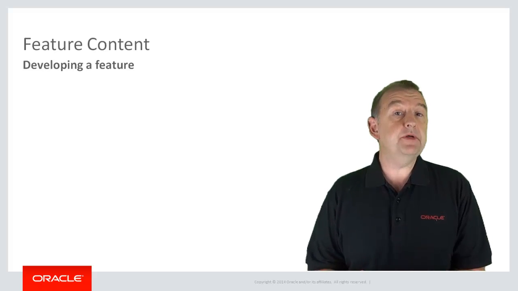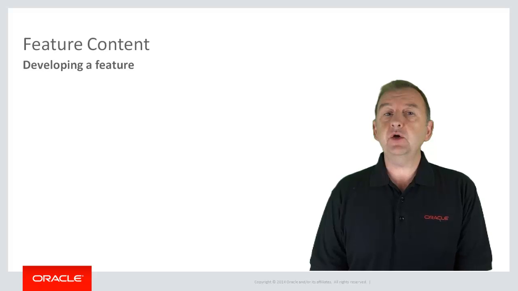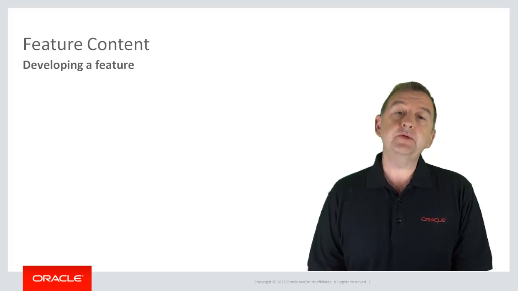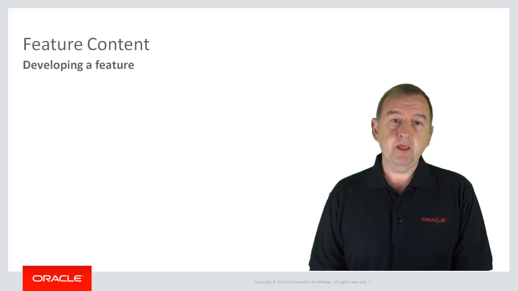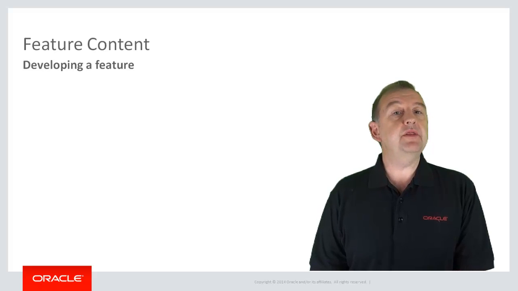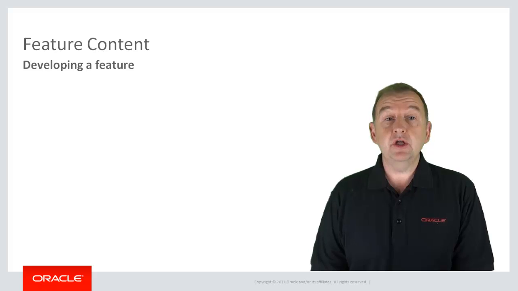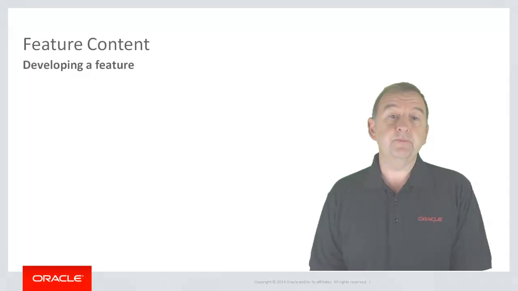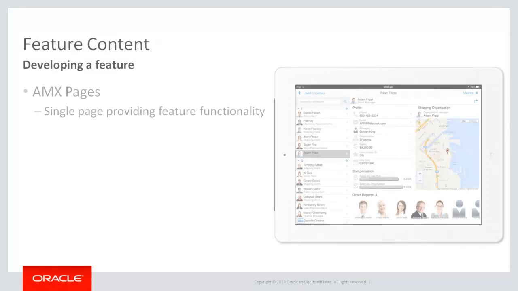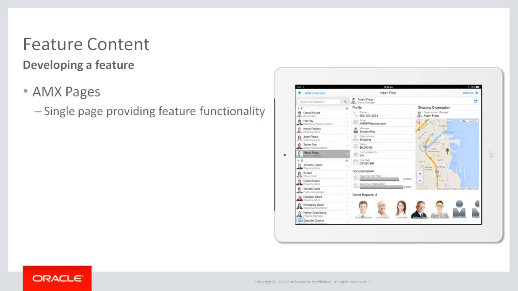Now, before we jump into the IDE, let's take a quick tour around the principal building blocks of a feature. Broadly speaking, the main building blocks you'll see will be an AMX page and task flows. So a feature can comprise a single AMX page, and this is the principal user interface page you create with an Oracle MAF application.